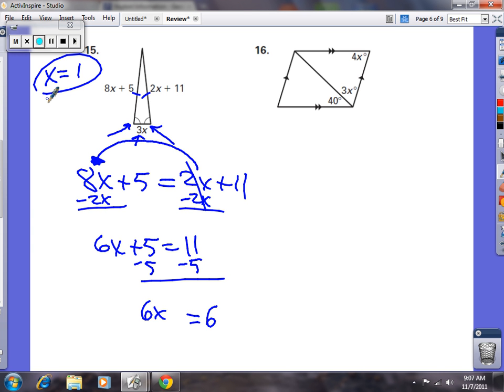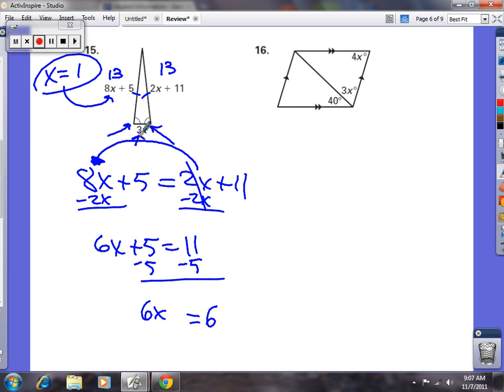Now let's see if it works. So plug it in for x. What's 8 times 1? 8 times 1 is 8. What's 8 plus 5? So this left side is 13. I'm assuming the right side is 13. What's 2 times 1, plus 11? So they're good, but this 3x is not 13. Only these two sides are 13. This 3x is going to be just 3. So these are the only two sides that need to match up.